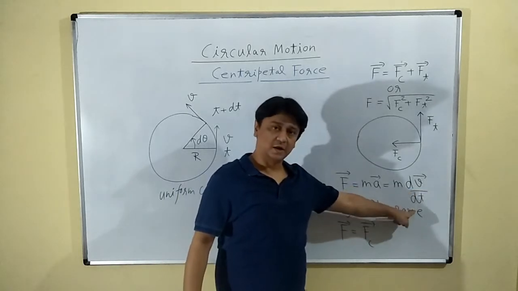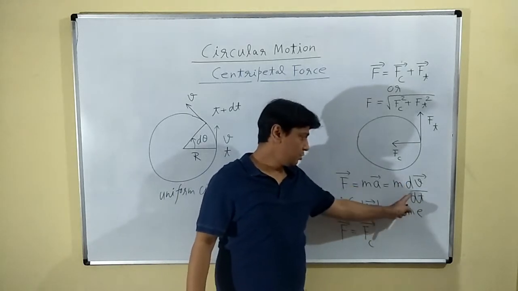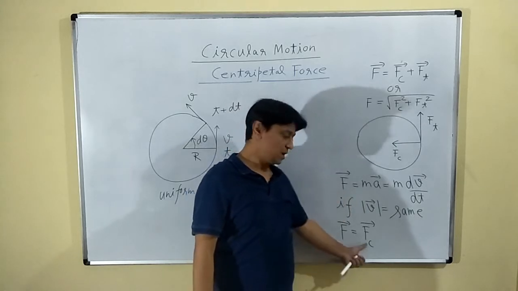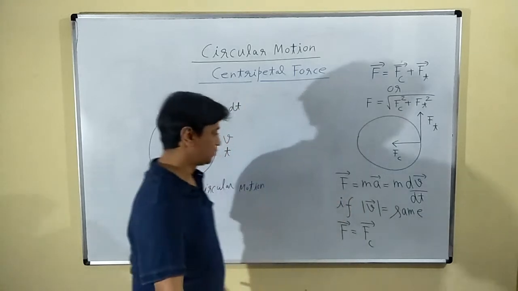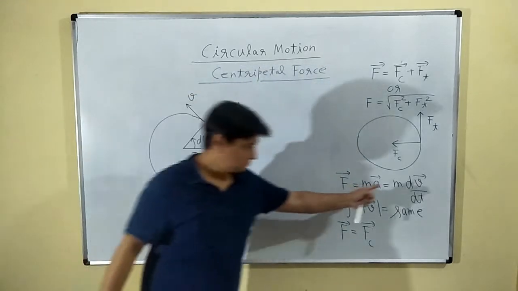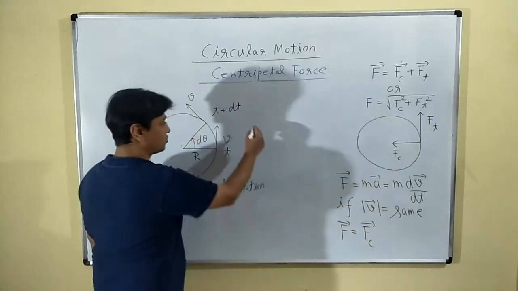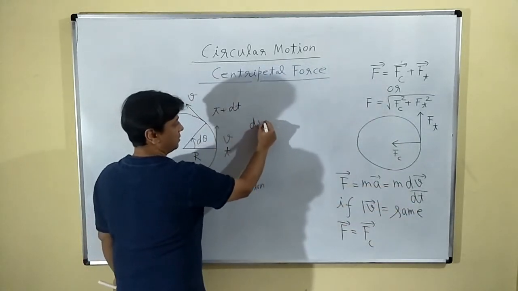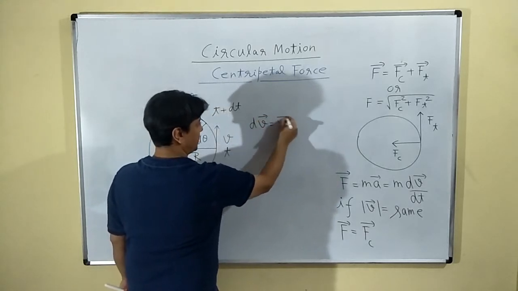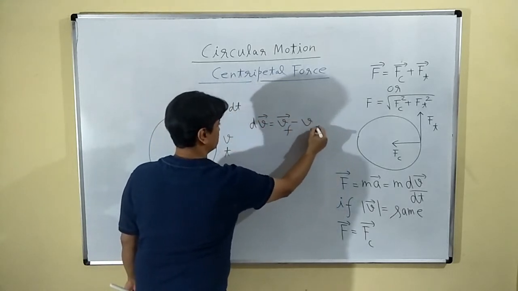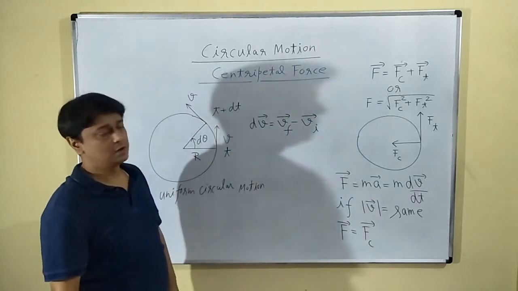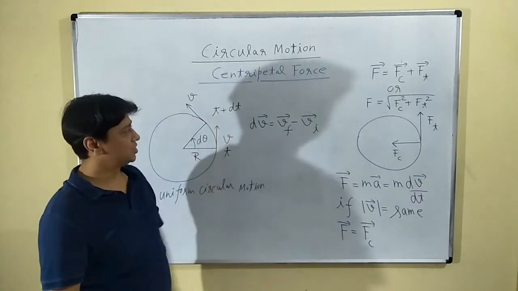From this point to this point, we need what? dv by dt. इसका जो मैग्नीट्यूड होगा that will give us what? F. लेकिन जो F है वही क्या होगा? सेंट्रीपिटल फोर्स. तो फिर अपने को फाइंड क्या करना है? dv. Let's go for dv. What is dv? dv means v final minus v initial.